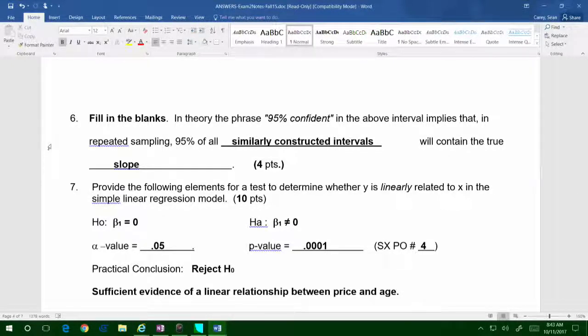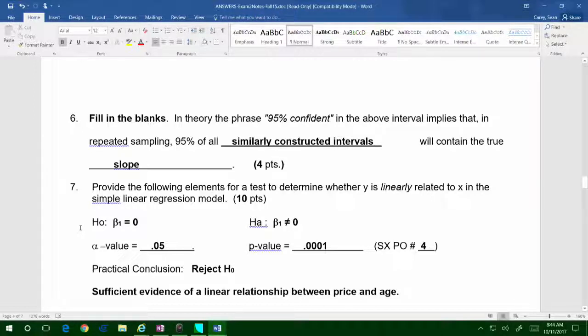Remember, the only way to make sense of it is you have to generate more than one interval. You cannot talk about just one interval. There's got to be a whole lot of intervals that you look at theoretically, and you know that of all those intervals, 95% of them are going to contain the true parameter of interest. So now what do I fill in? 95% of all similarly constructed intervals will contain the true what? Whatever the parameter of interest is. It's not always a mean. In fact, on the first test, it was a proportion. Here, on the second test, we're doing a confidence interval for the slope. So it will contain the true slope.